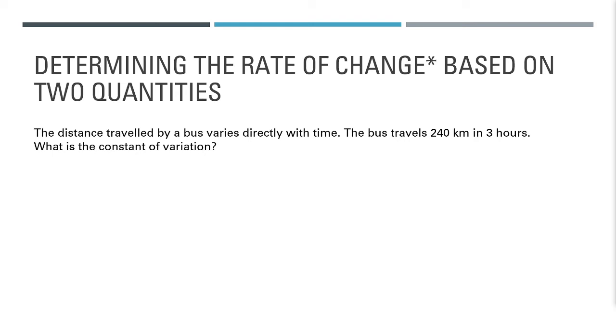And that is a question where you need to determine the rate of change based on two quantities. Now, I want you to recall that another term we use for rate of change is the constant of variation. And so sometimes in the question you will see the words constant of variation, as you see here, where the question is: the distance traveled by a bus varies directly with time. That means it's direct variation. The bus travels 240 kilometers in 3 hours. What is the constant of variation?